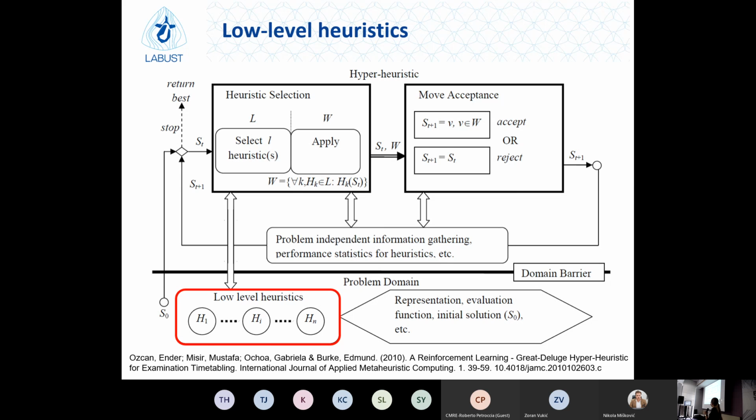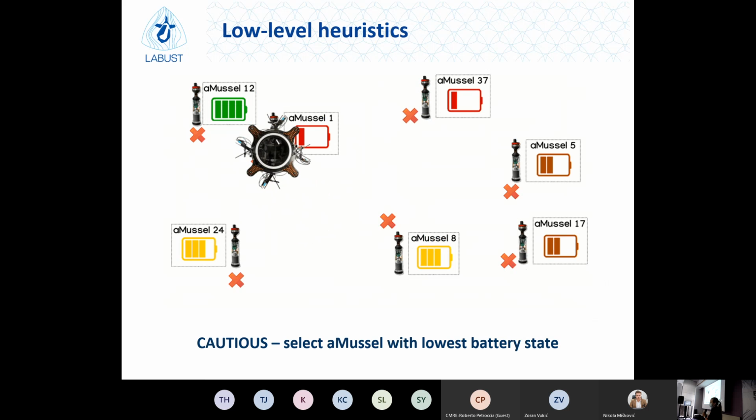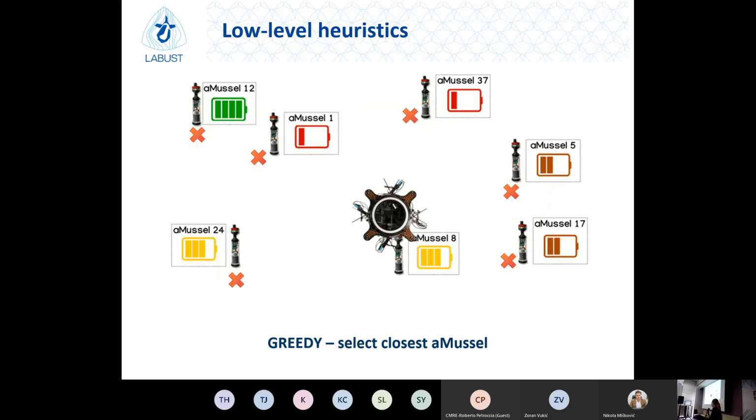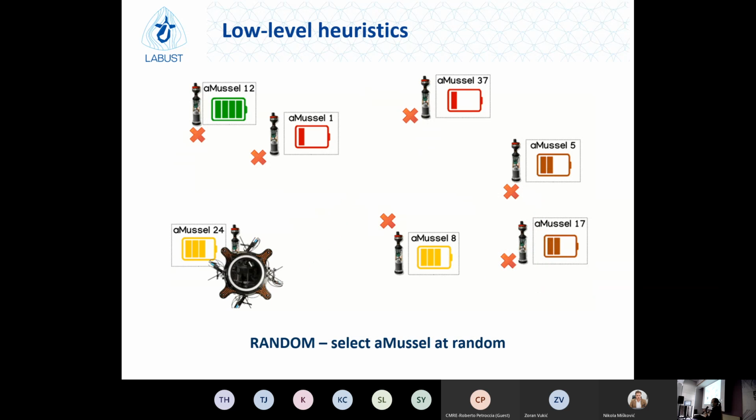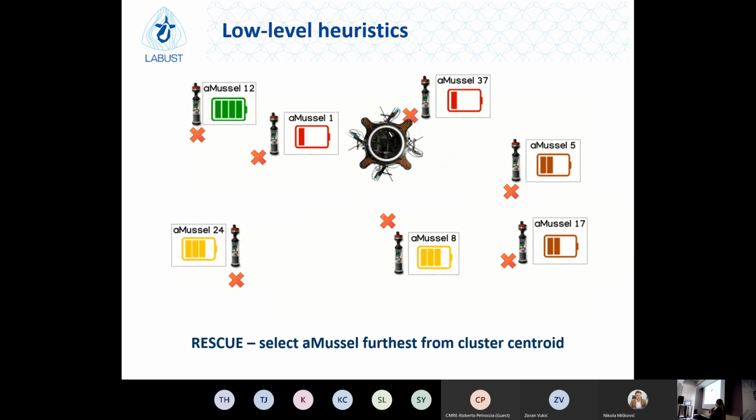To start with, briefly, which heuristics have been developed for this swarm. These are very problem-specific heuristics that have been chosen based on some particular situations the swarm needs to deal with. So we have the cautious heuristic, which means the APAD focuses on aMussels which are most in need of charging. We have the greedy method, which means the APAD focuses on minimizing its own movement. We have random, which is a purely stochastic element. It's self-explanatory. We have rescue, in which an APAD tries to collect aMussels which are furthest from the center of this cluster of aMussels to prevent aMussels from potentially being lost.